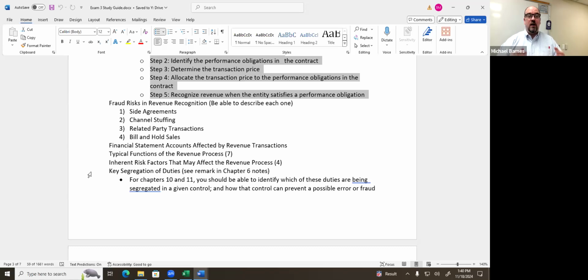Like I've said, segregation of duties is really important for this upcoming exam. There will be multiple questions on this. So please make sure you're familiar with that. It's true for revenues, for chapters 10, 11, and this is also true for 12 and 13. You will need to be able to identify which of the duties are being segregated in a given control and how that control can prevent possible error or fraud.